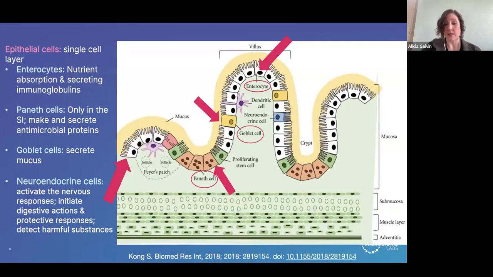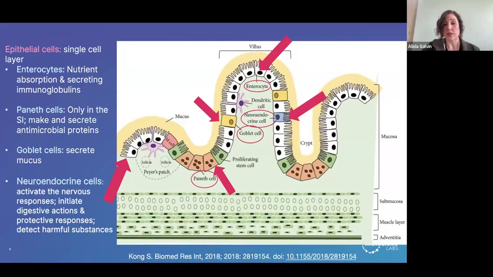We also have goblet cells, which are responsible for secreting mucus. Now, I'll show you in a little bit, there's a difference between the number of goblet cells in the small intestine versus the number of goblet cells in the colon. And that has to do with the amount of mucus that needs to be secreted for protection. So there are some goblet cells in the small intestine, but we have a much, much larger number of goblet cells in the colon.